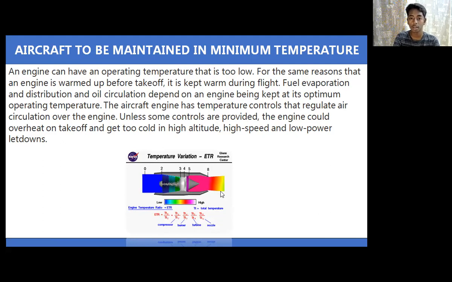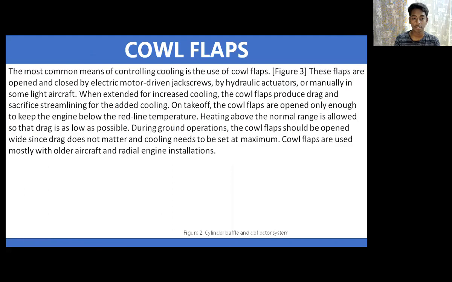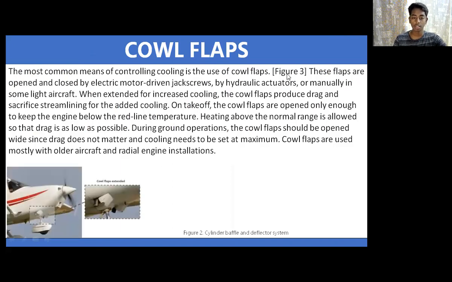So going on to the next slide. Cowl flaps. What are cowl flaps? The most common means of controlling cooling is the use of cowl flaps. In figure 3, we can see that these are cowl flaps. Cowl flaps are beneath the engine part or near any part of the flight, because these are used to cool the engine. This is one of the methods to cool the engine.